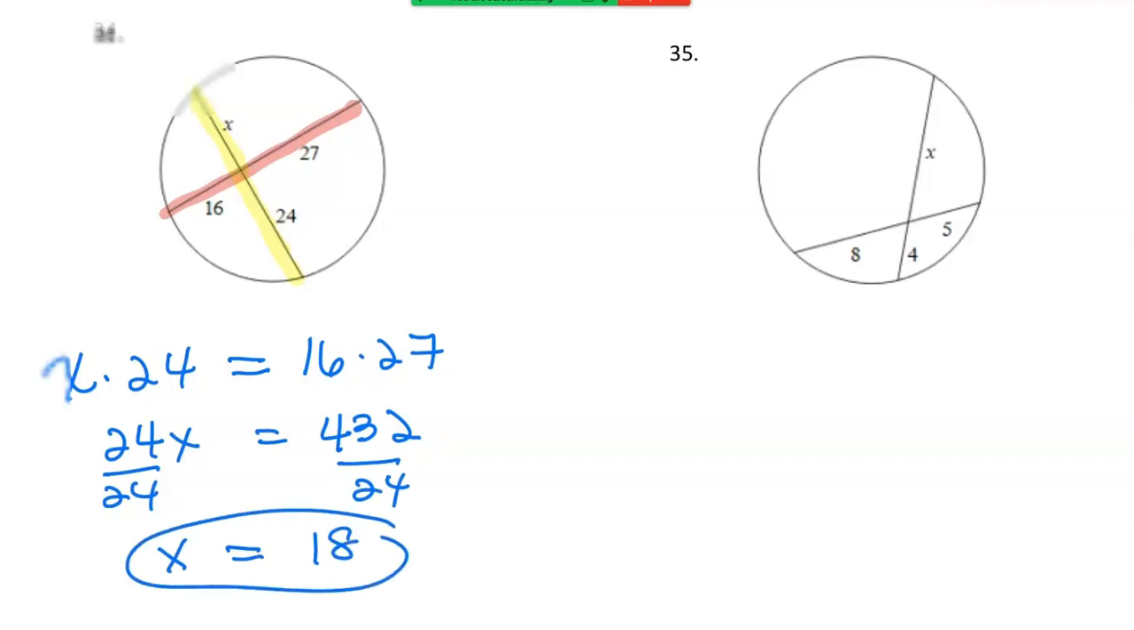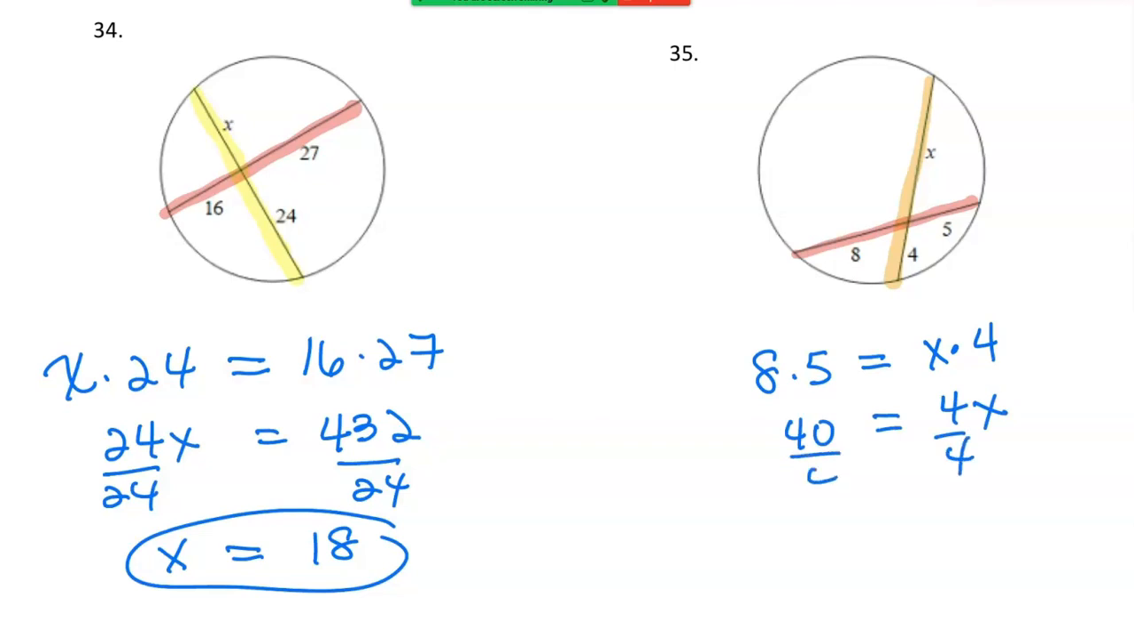35 is very similar to it. So you have the components of this chord, which is 8 times 5, will equal the components of this chord, which is x times 4. Excuse me, x times 4. Go back. So x times 4. 8 times 5 is 40. Equals, changing the order, 4x, divide by 4, and I'm getting x equals 10.